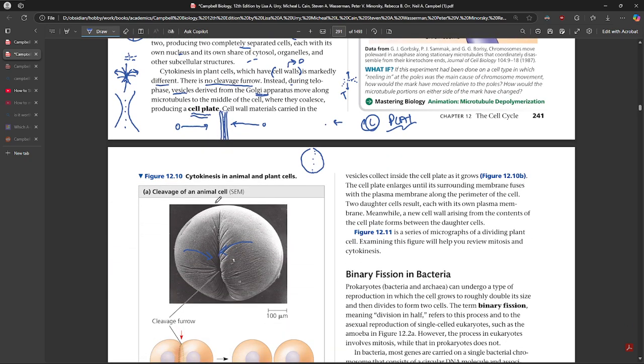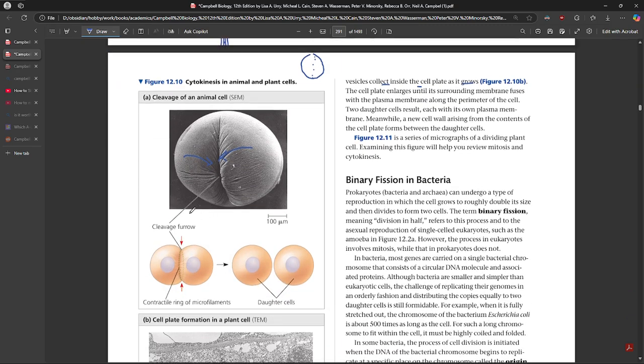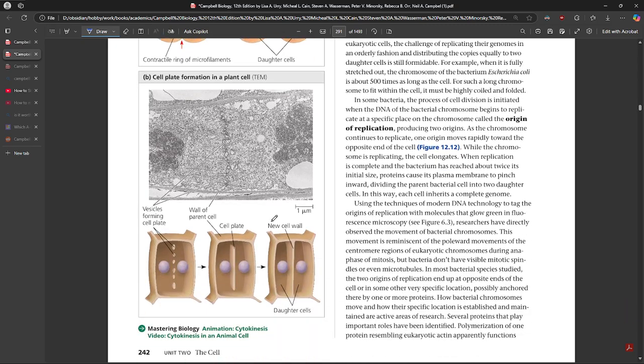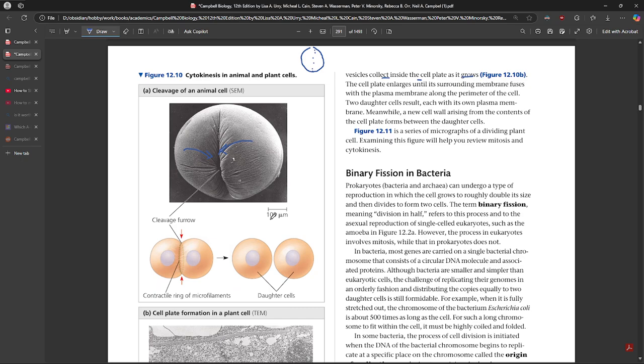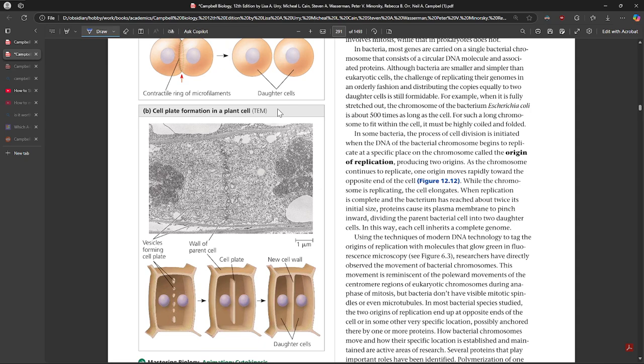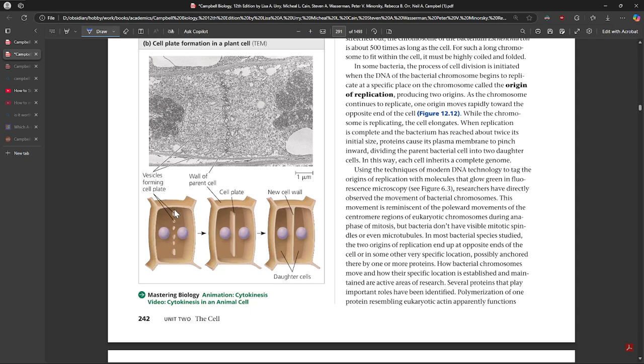Now the cell wall materials are carried in the vesicles. So the vesicles carry stuff. What is carried? The cell wall materials are carried, and they collect in the cell plate as it grows. So now, as you can see over here, it forms the cell plate, and more and more cell wall materials are brought in. Of course, these are two nuclei, because that's what happens at the end of telophase. Across these microtubules more and more cell wall materials will be added, forming a better cell plate, finally forming a cell wall between the two daughter cells.